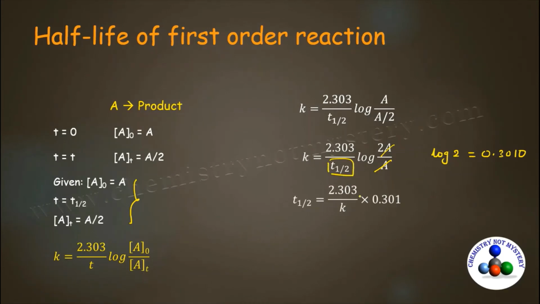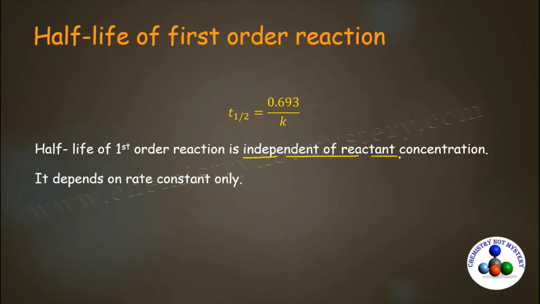So you will get t half is equal to 2.303 over k log 2. Here I have placed the value of log 2, that is 0.3010. Now calculate it. When you calculate it, you will get 0.693 over k. So this is the equation for the half-life of first order reaction. Half-life of first order reaction is independent of reactant concentration because in this equation there is no reactant concentration involved. That means t half is independent from the reactant concentration. It depends only on the rate constant.